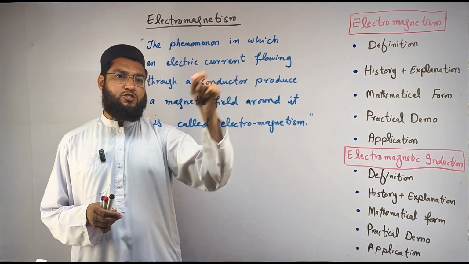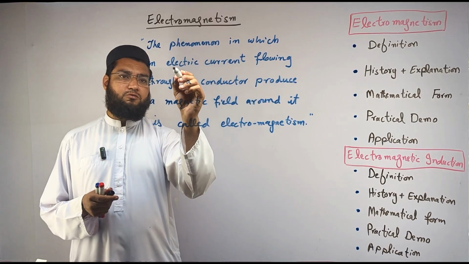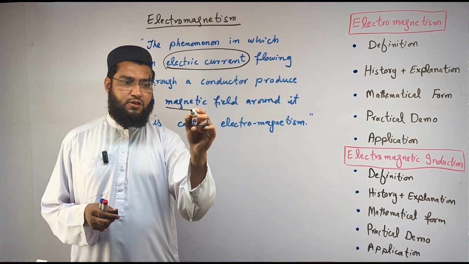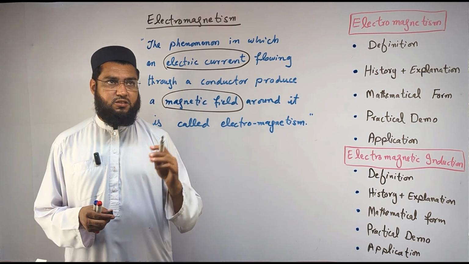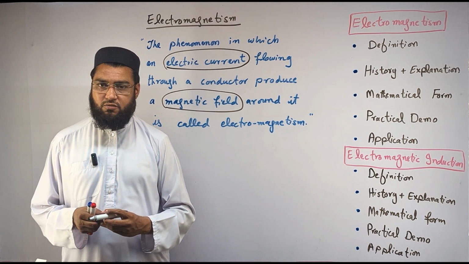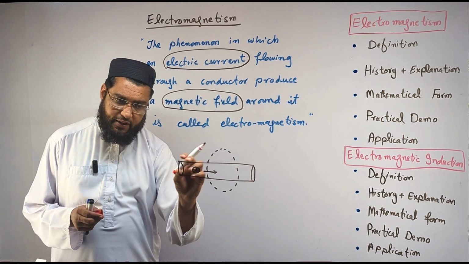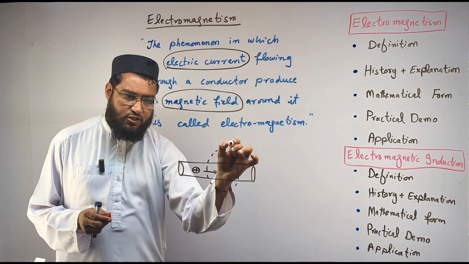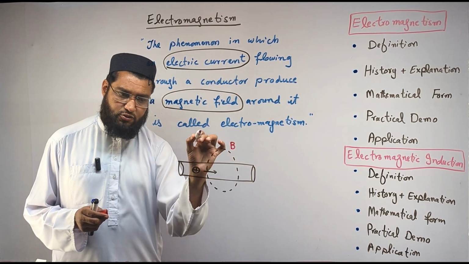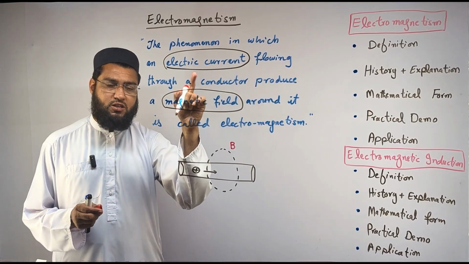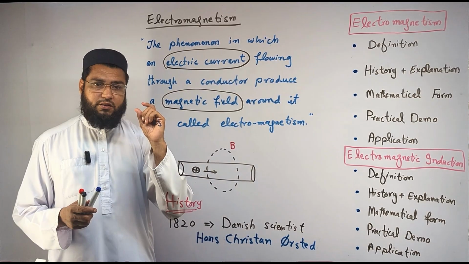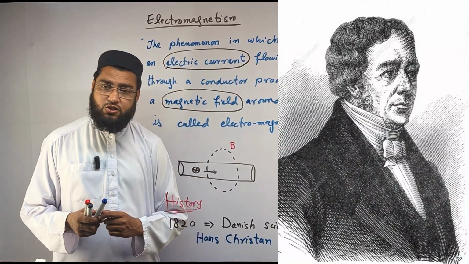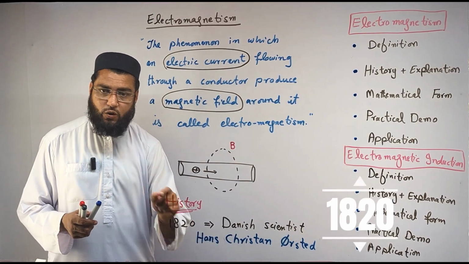The phenomenon in which an electric current flowing through a conductor produces a magnetic field around it is known as electromagnetism. When a charge moves in a conductor, automatically a magnetic field is generated around this conductor, and this phenomenon is known as electromagnetism. This phenomenon was discovered by a Danish scientist, Hans Christian Ørsted, in 1820.